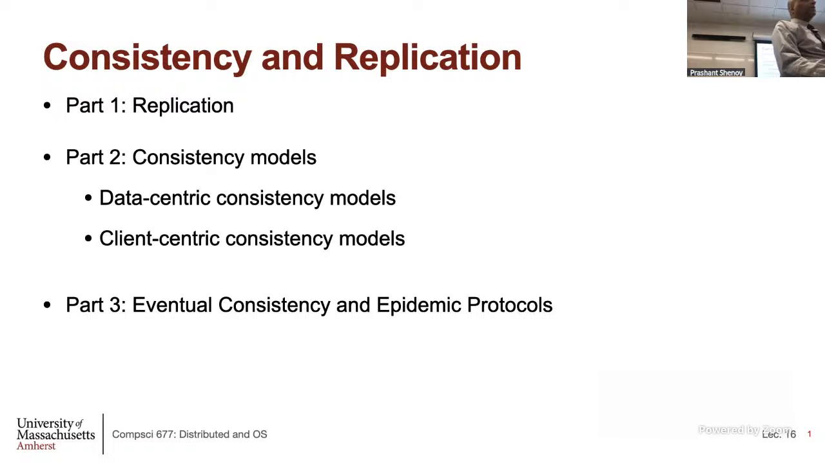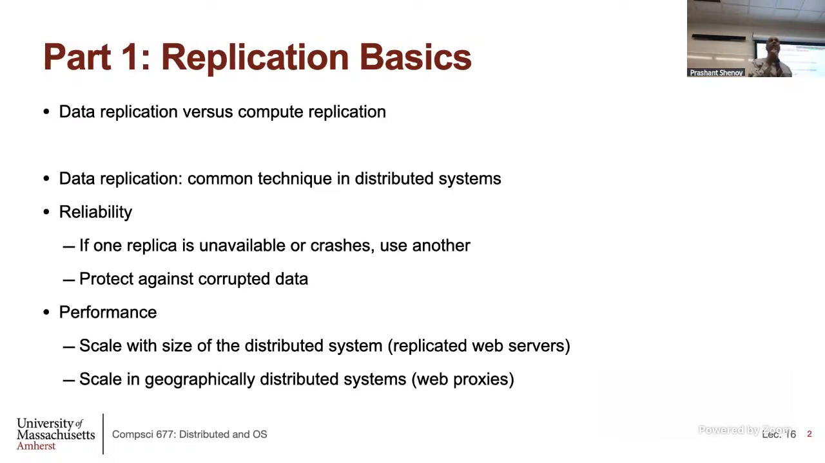Okay. So let's start with replication and try to understand why we need to have consistency. Replication, as we have seen, comes in two flavors. One is you replicate the data that's part of your distributed application, or you replicate the computation, where the code itself is replicated and is running on multiple machines. So today we are mostly concerned about data replication. Whenever you have replicated the data in your distributed system, there are multiple copies of the data.